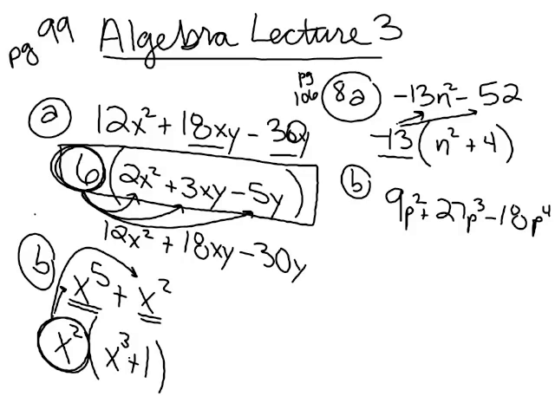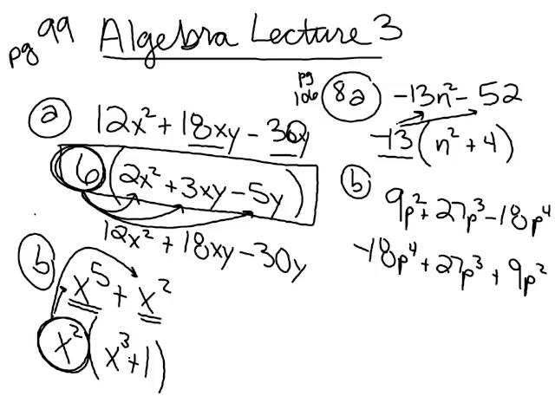Is that written in the correct order, first off? No. Okay, that's probably what I should do first. Which term needs to come first? The 18p to the fourth. Negative 18p to the fourth, plus 27p cubed, plus the 9p squared.